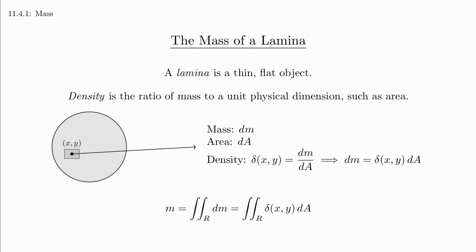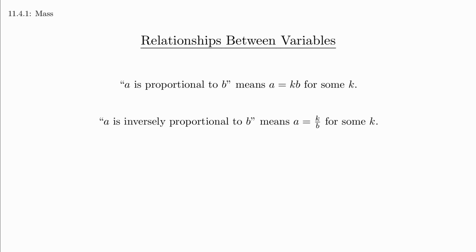From here, it's just setting up the integral as before. In many problems, the density formula will simply be given to you, and you'll need to make a substitution and do the calculation. But in some problems, you will need to come up with the formula yourself. Most of those problems will give you the density using phrases such as proportional to or inversely proportional to. As a quick reminder, if A is proportional to B, then we have A equals kB for some constant k. And if A is inversely proportional to B, then A equals k over B for some constant k.